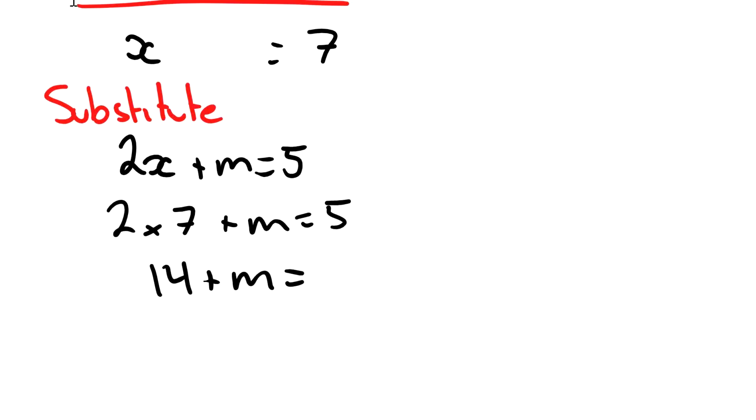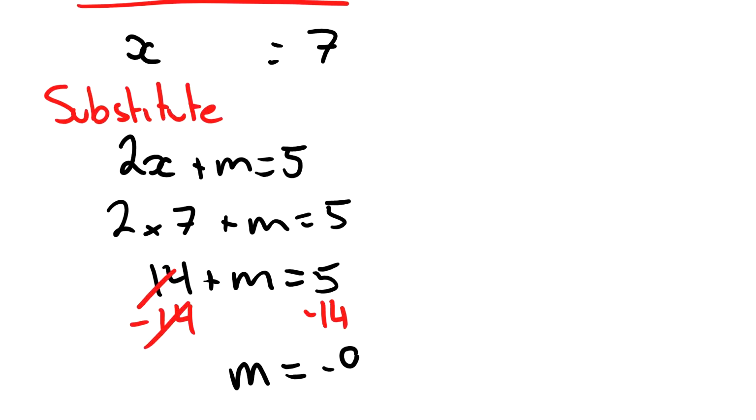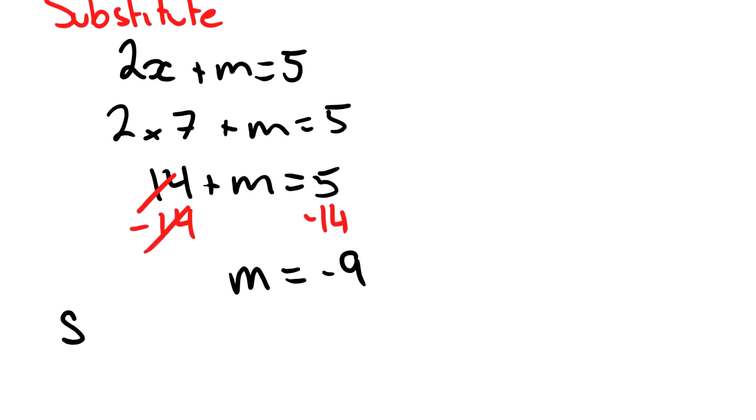Oh, that's a terrible 5. 5 minus 14, minus 14. They cancel out. And we're left with m equals minus 9. So m equals minus 9 and x equals 7.